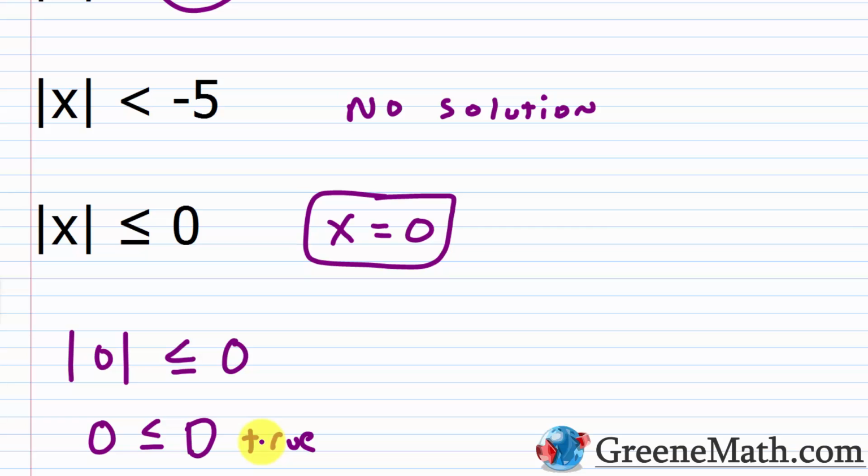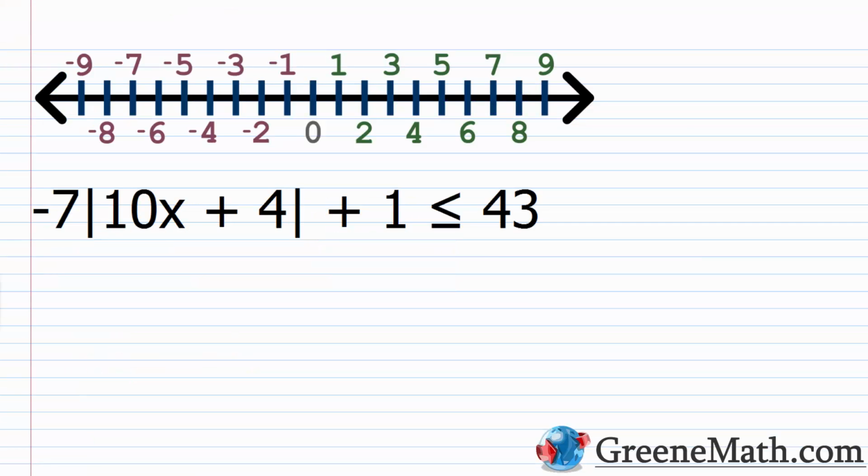But if I use any other number, it does not work, okay? So what I want to do with this type of scenario, if I've isolated the absolute value operation and it's less than or equal to 0, I just set that expression inside the absolute value bars equal to 0, and I solve, and that's going to be my solution. All right, let's look at a few examples.